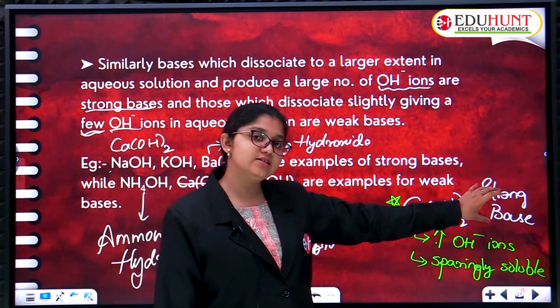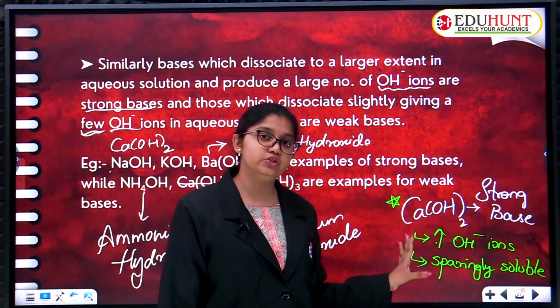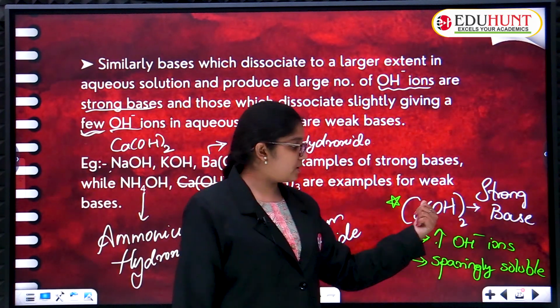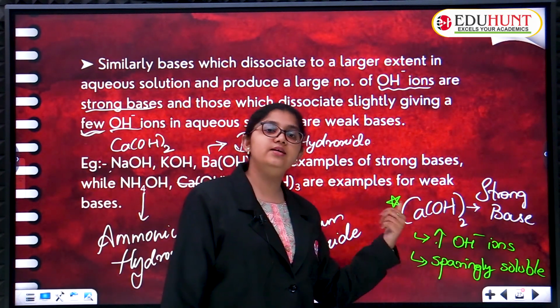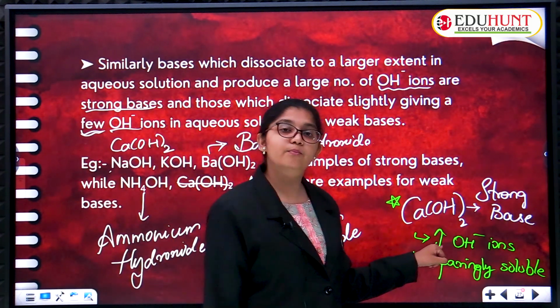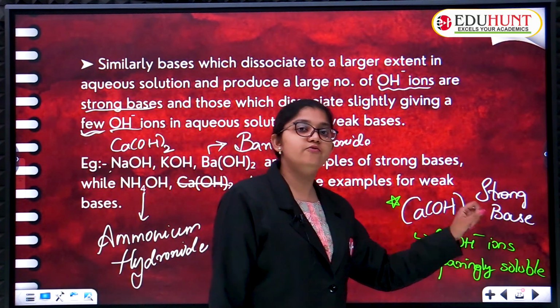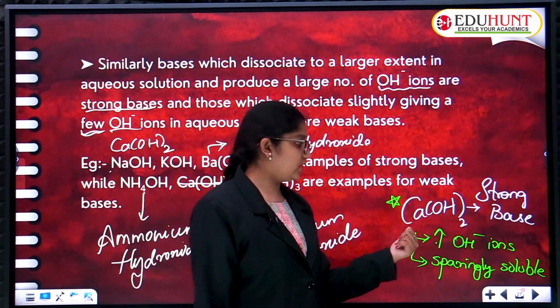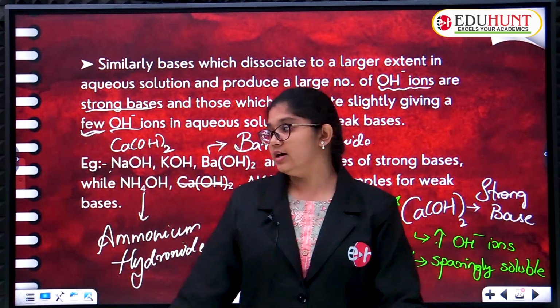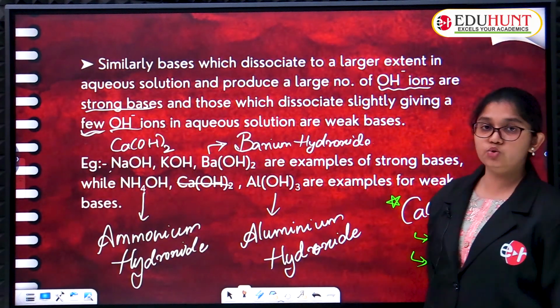Okay, so if there is any doubt regarding this, you have to mention and clarify regarding the OH minus ions. Calcium hydroxide, upon dissolving in aqueous solution, gives rise to a large number of OH minus ions. For that reason we mention calcium hydroxide as a strong base but not at all a weak base. Okay, here is a small correction for you.